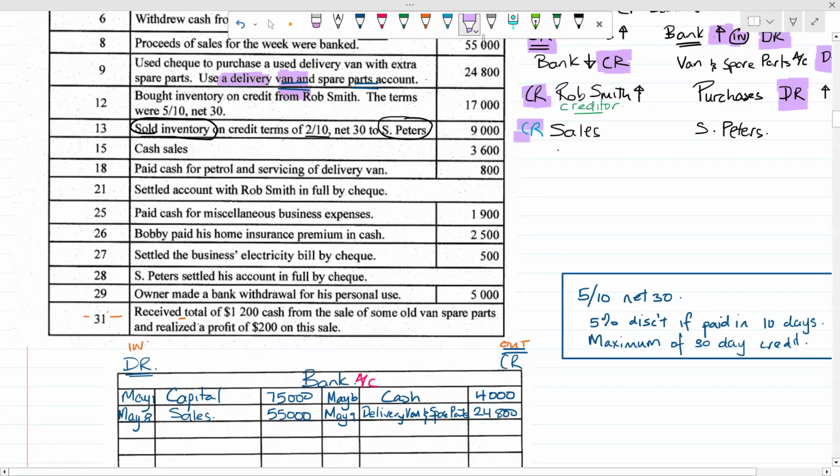Credited. Credited. And if we credit sales, what are we going to do to S. Peters? Debit. Debit. And he is an accounts receivable, right, Navin? Or if you're old like me, you will say he's a debtor. Yes, sir. Right? They really used to just call it that alone, okay? That's it.